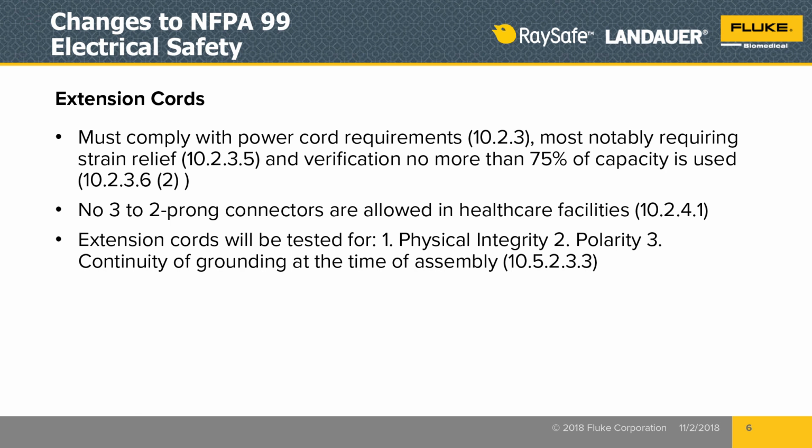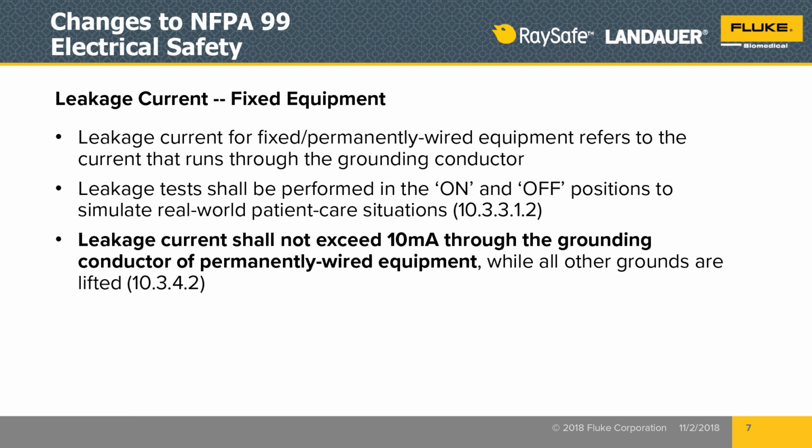So you need to be looking at the strain relief, just like those hospital grade cords and outlets that you're used to dealing with, verifying that no more than 75% of the capacity is in use. I hope everybody knows cheater plugs are not okay. You can't remove the ground and use those 3-pronged to 2-pronged cheater plugs. And it's really just focusing on making sure that where the extension cords are appropriate for use, that they have good physical integrity. The polarity of the cord has been tested so that the hot is where it belongs, and continuity testing the ground to make sure that you actually have a good, safe cord, just like you do for a power cord.